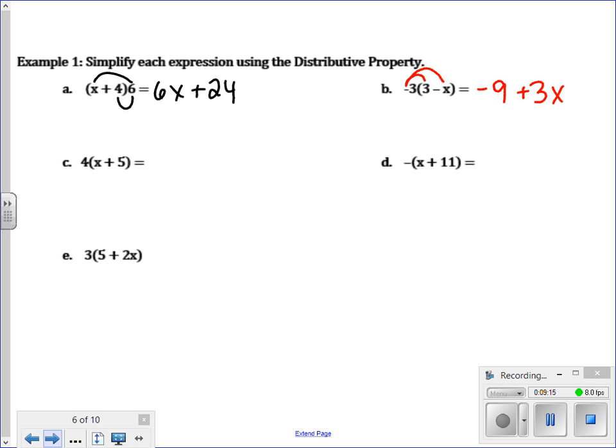In example 1, letter C, I distribute the 4 to both the x, which is 4x, and the 5. 4 times 5 is plus 20.